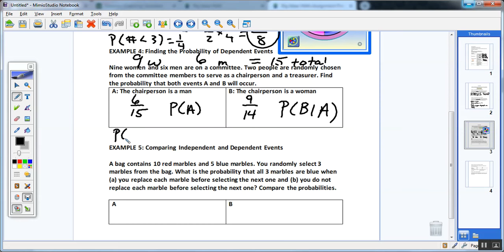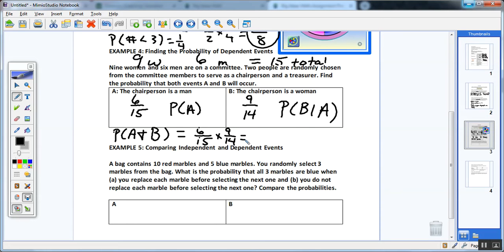And then to find the probability that this happens in this order, I'm going to say the probability of A and B in this case would equal 6 over 15 times what, kids? 9 out of 14. Times 9 out of 14. Let's turn this into a percent.